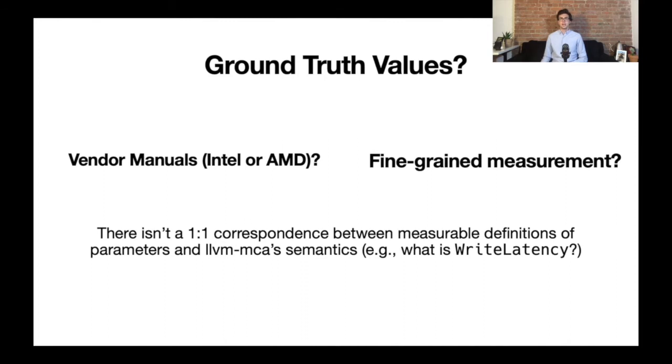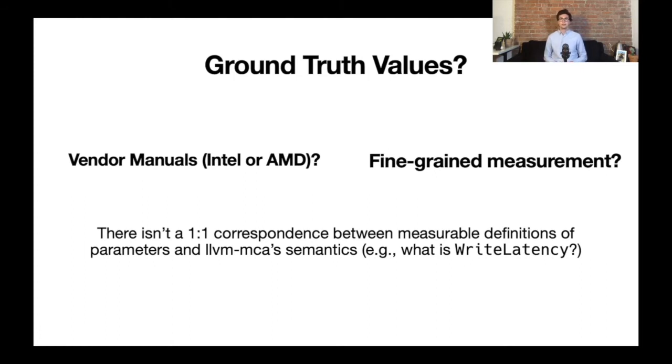For instance, LLVM-MCA defines a single write latency per instruction, but in reality, the latency varies depending on a number of factors, like the value of the input operand, so for instance, if you're dividing by 0 versus by some other value. It varies depending on which output operand is being read, and it can vary depending on any other sort of microarchitectural optimizations that LLVM-MCA just doesn't model. So there doesn't exist a single ground truth value for many of the parameters that must be set.